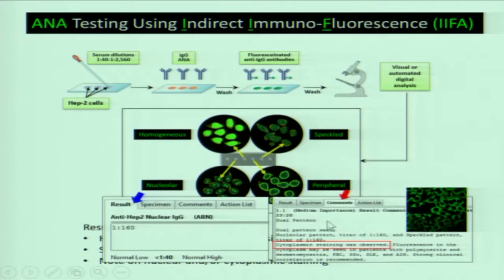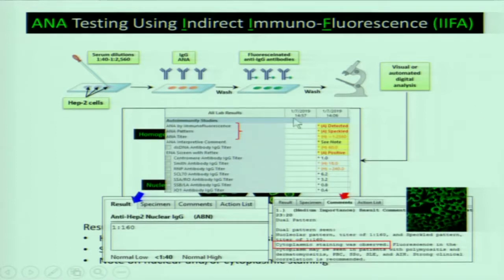And unless you click there, you will miss a positive anti-cytoplasmic antibody. Now, that may change because more recently the lab is reporting this way, and now you have different areas where you can actually check for all those results. You still have to check the comments, though, to find what's going on.